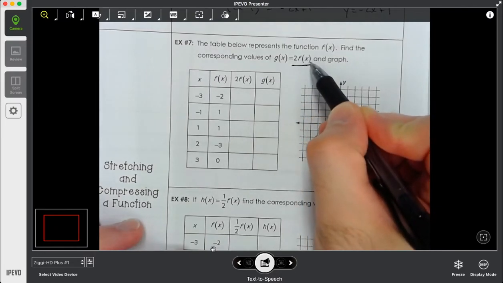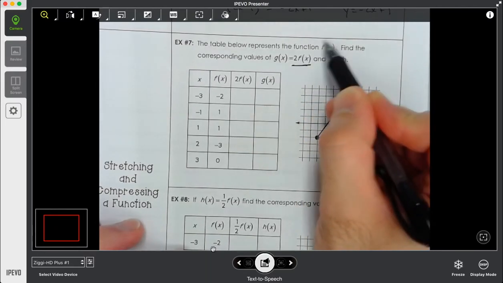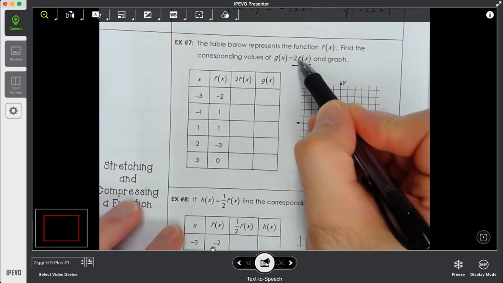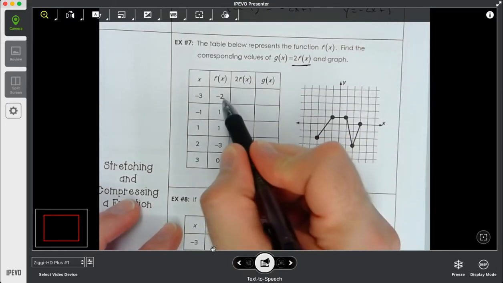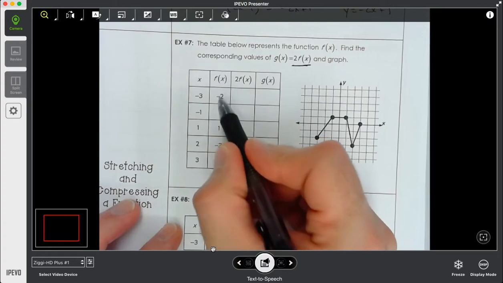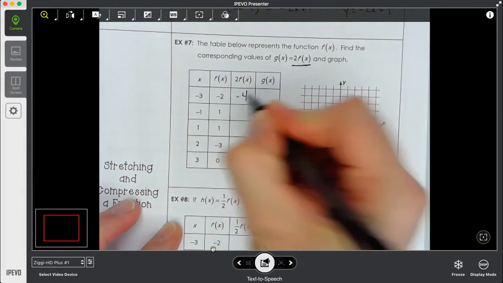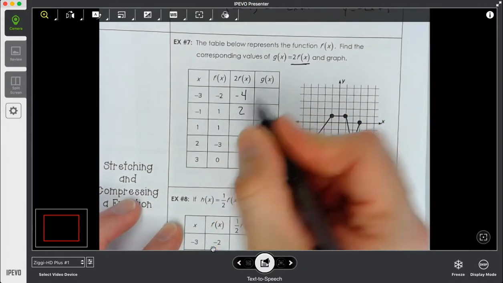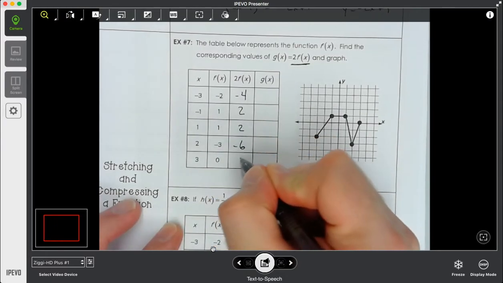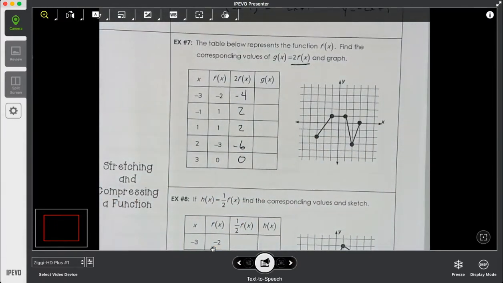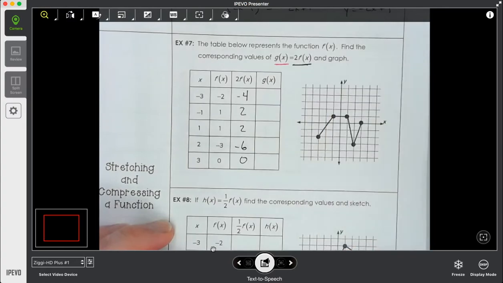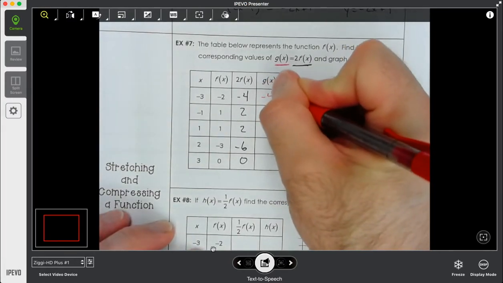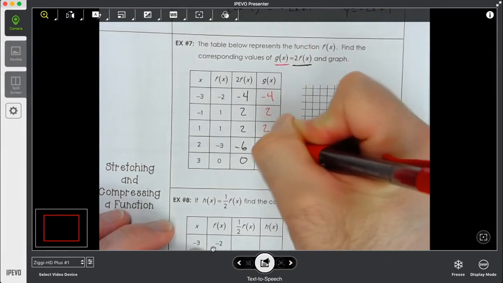This expression, 2 times f of x, means I'm going to take my original output values, f of x, and multiply them by 2. So negative 2 is my original output value for f of x here. If I multiply that by 2, I get negative 4. If I multiply 1 by 2, I get 2, and so on. So we multiply every single one of those outputs by 2. And this also tells me that g of x is the same thing, hence the equals sign, as 2 times f of x.